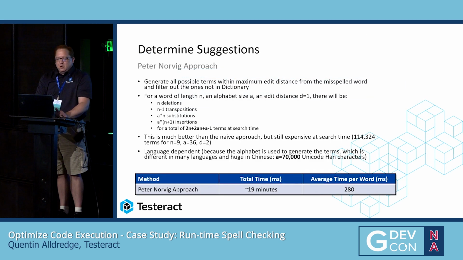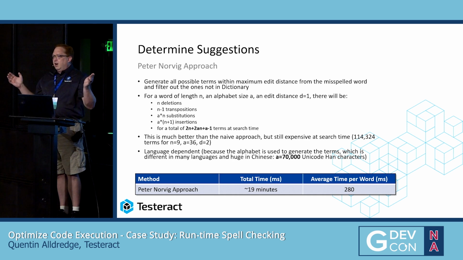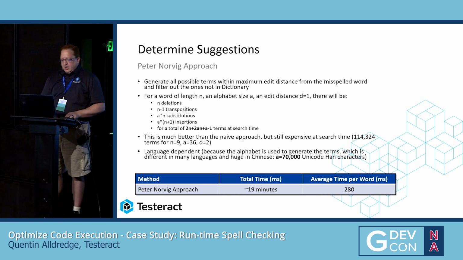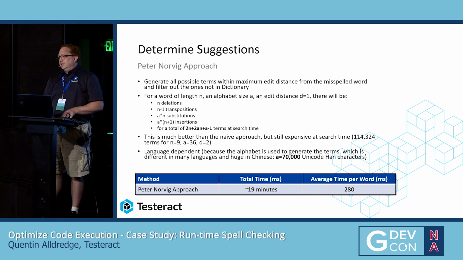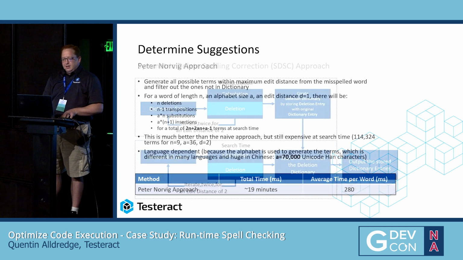Okay, so if you did all of Peter Norvig's stuff and you came up with all of these options, it ends up with so many search terms. Now what you're going to end up doing is finding a lot of repeats, and you're going to get rid of the repeats and narrow it down. But still, that took 19 minutes to do the pre-processing of that.